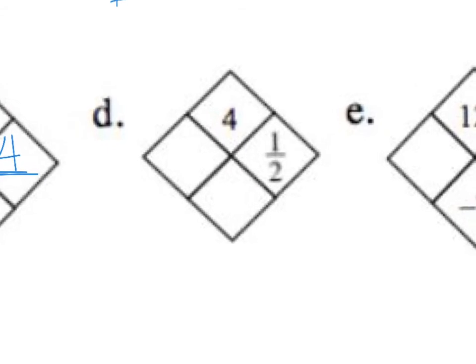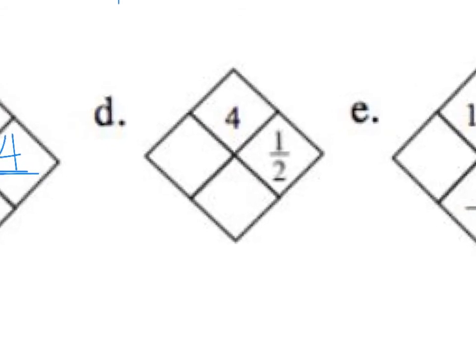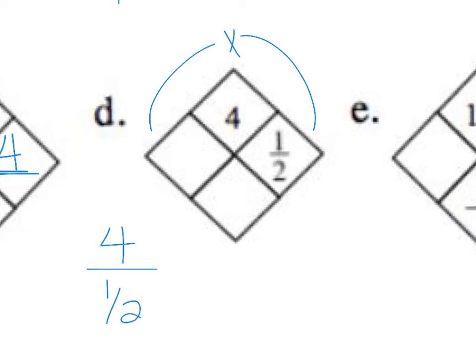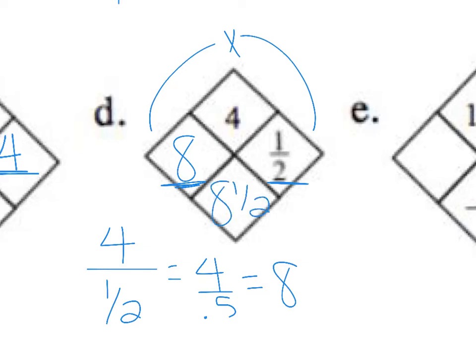All right, letter D. We have the top is 4, and we have the side is a half. So we know that these 2 parts multiply to get 4. If we want to work backwards, we're going to take 4 and divide it by a half. Or you could divide it by 0.5, same thing. When you take 4 divided by 0.5, it ends up giving you the number 8. And if you're not sure, you can check. 8 times a half will give you 4. So now that we know this side's 8 and this side's a half, we're going to add them together to get 8.5.